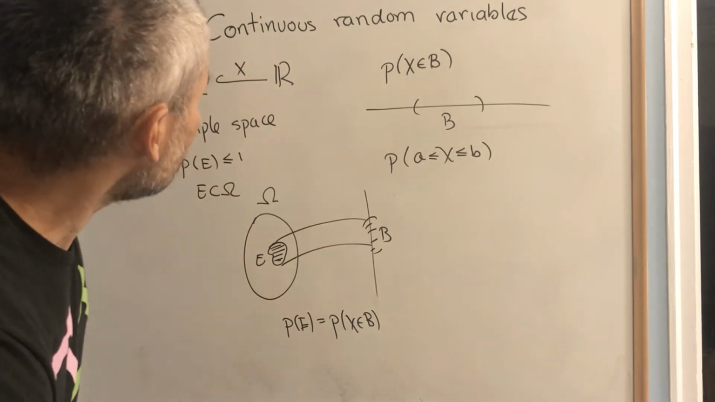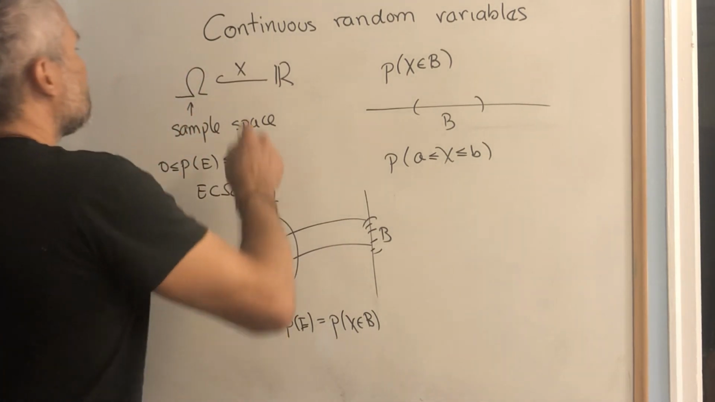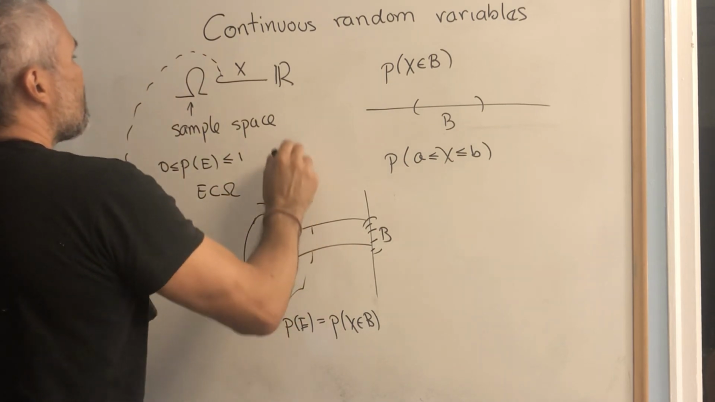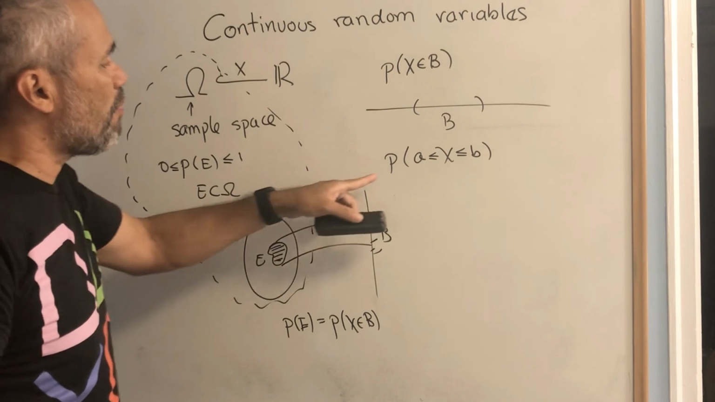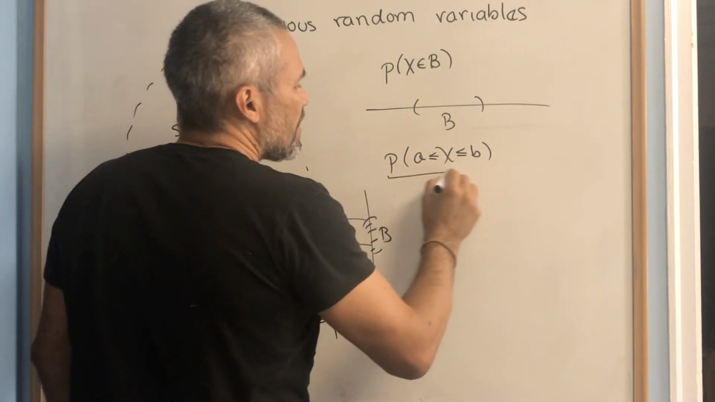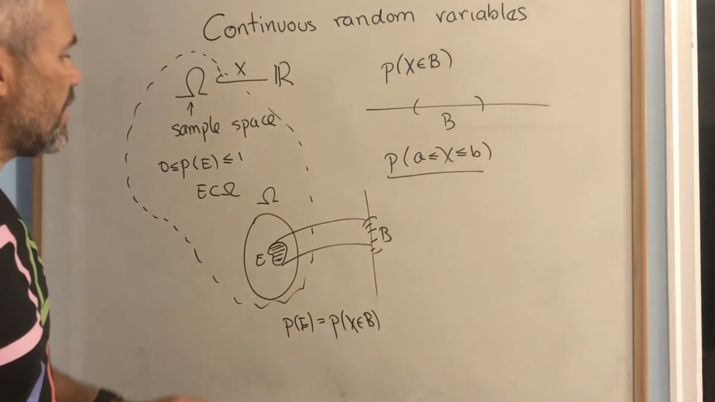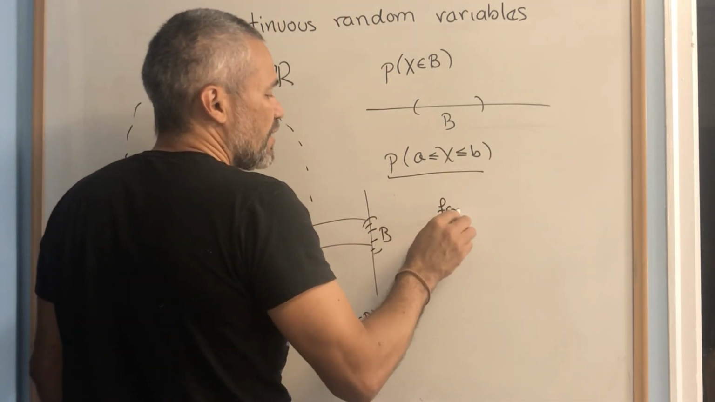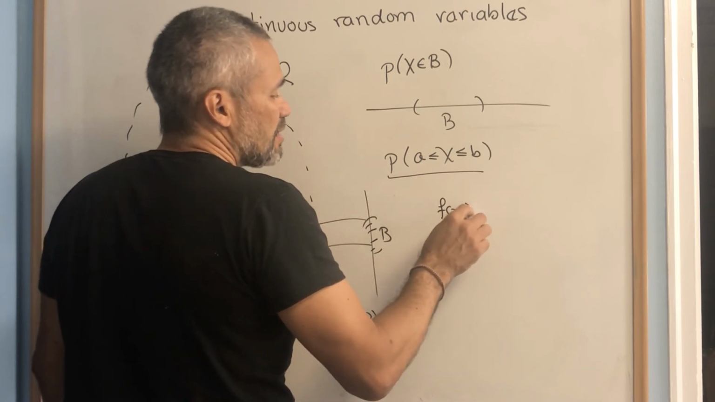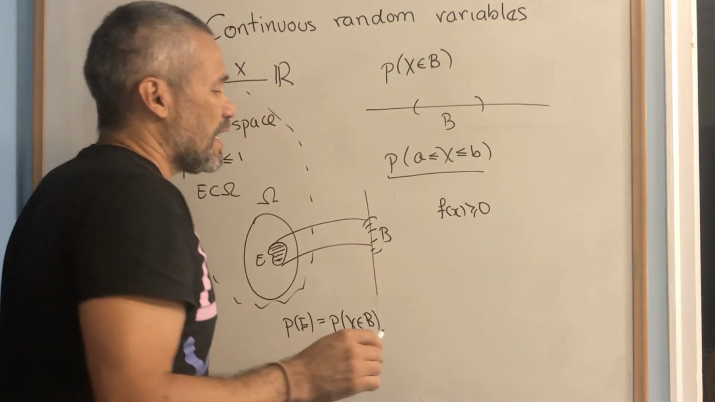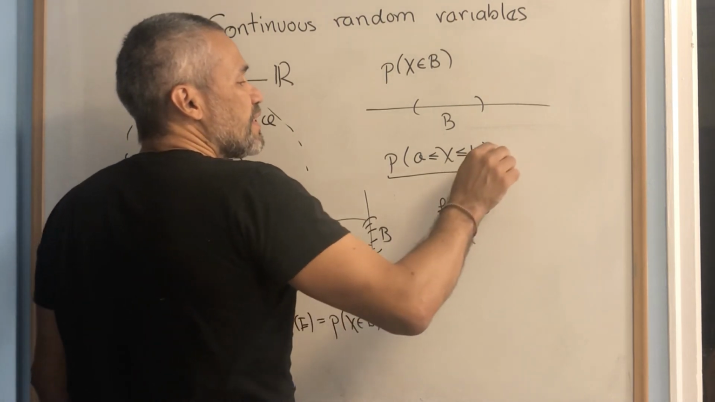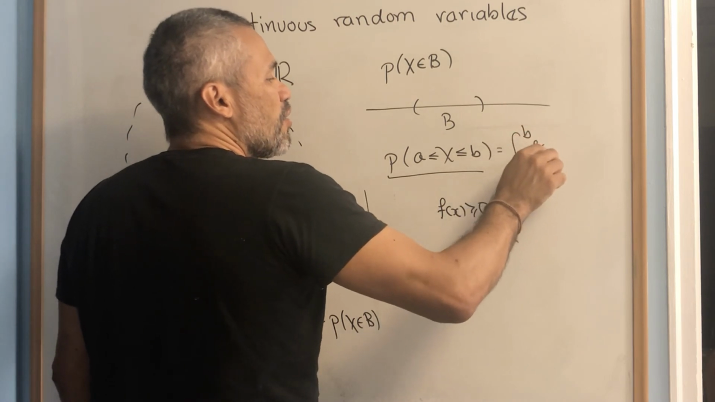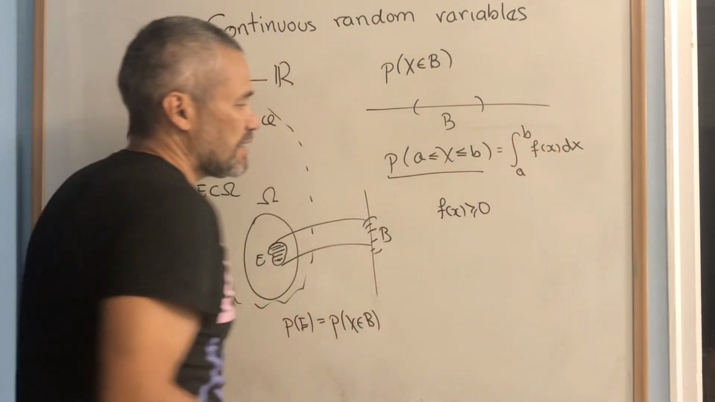Somehow, we are going to forget about the sample space, and we're going to provide a way to define this number. The way we're going to do it is we're going to use a function f of x that is bigger or equal than 0. And we're going to define this as the integral from a to b of f of x dx.